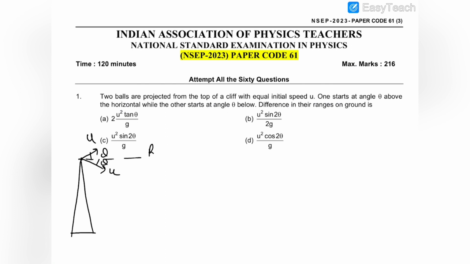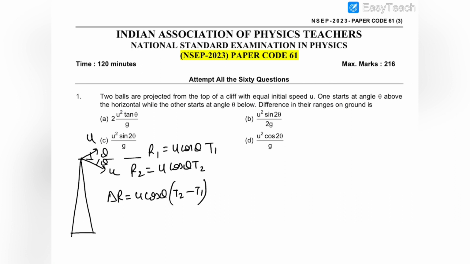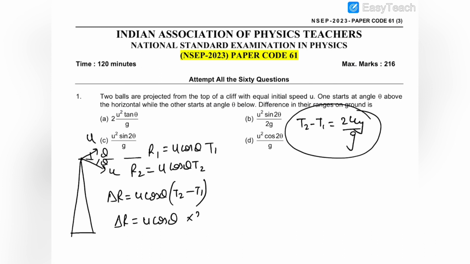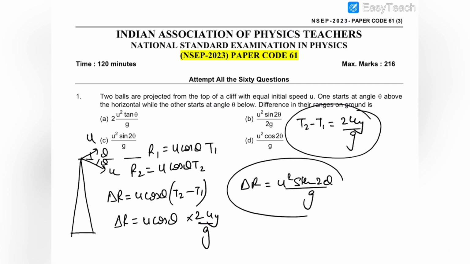We know that the range of the first one will be u cos theta into time t1, and the range of the second one will be u cos theta into time t2. So the difference of the range will be u cos theta into (t2 minus t1). And we know that the value of t2 minus t1 is 2u sin theta by g. So delta r will be equal to u cos theta into 2u sin theta by g, so delta r will be equal to u square sin 2 theta by g. This is the value of the difference of their range. So the correct answer is C. Now let's move on to the next question.